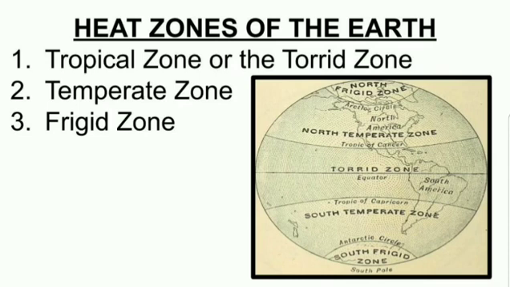There are three heat zones: torrid zone or the tropical zone, which is from 23.5 degree north Tropic of Cancer up to 23.5 degree south Tropic of Capricorn. This is called the torrid zone, very hot zone. The climate is hot throughout the year. So if any place is there, you will come to know that the climate of the place कैसा है? Very hot.